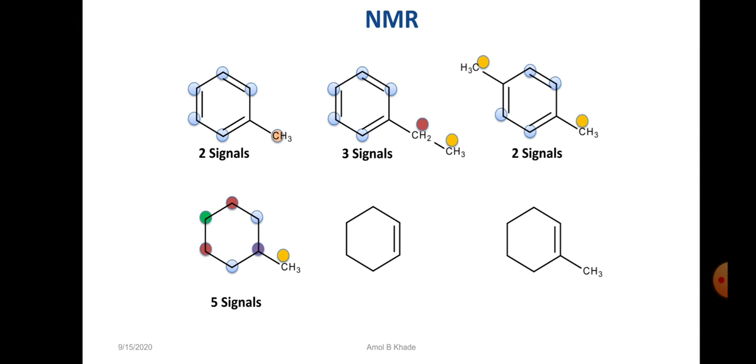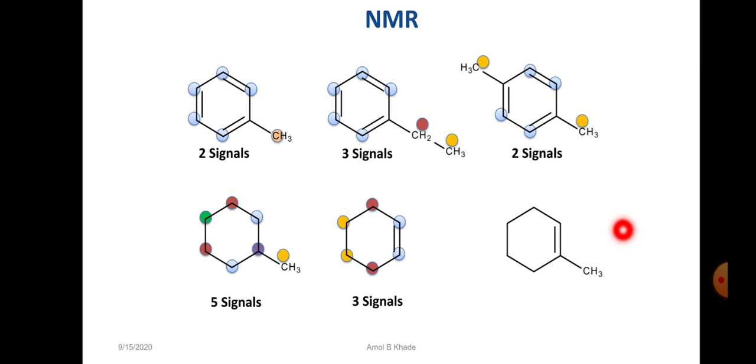So how many signals? Yes, we are expecting here 5 different signals. That is indicating the chemical structure has 5 sets of protons. 5 types of chemical environment are present in this particular structure. What about this? Here we have the CH, and here also we have CH. So they are in the same environment. You can see the neighbors. Then this CH2 and this CH2 are in the same environment, and this CH2 and this CH2 are in the same environment. So we are expecting here 3 signals for this particular structure.